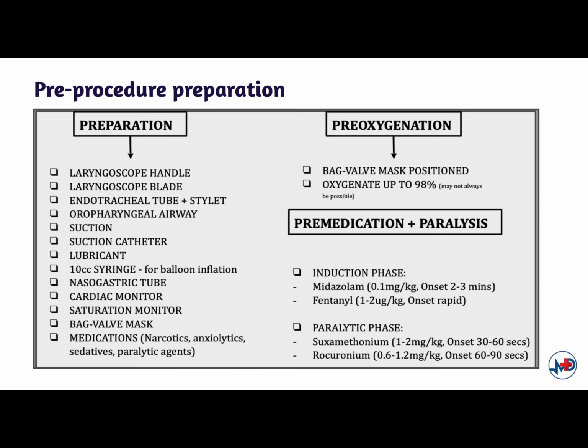As for preparation of equipment, ensure that all the equipment are arranged in a trolley for easy access. These include laryngoscope handles and the blade, the endotracheal tube with its stylet, oropharyngeal airway, suction and the suction catheter, lubricant, a 10 cc syringe for balloon inflation, nasogastric tube, cardiac monitor, saturation monitor, a bag valve mask, and of course, medications.